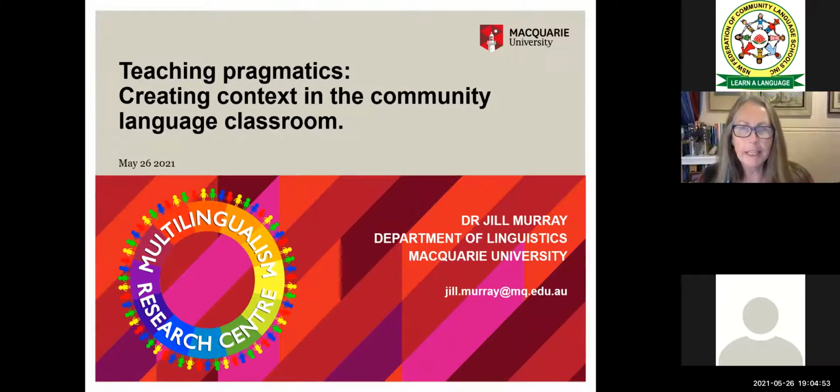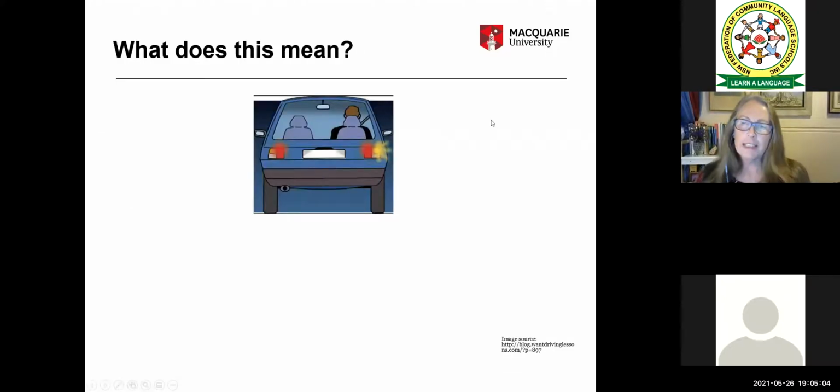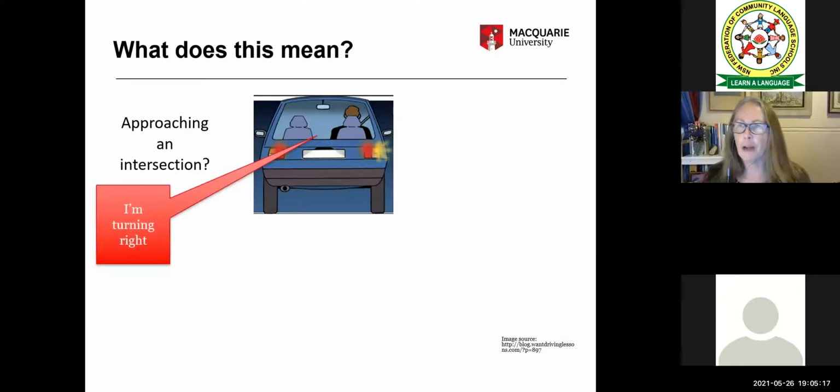Now, why context? Well, context helps us to understand meaning. And I'm going to give you a little example of this from real life before we get into the language-based ones. What does this mean? Well, when somebody puts on their right-hand indicator, generally your mind will go to the fact that if you're approaching an intersection, probably what they mean by that is that they're turning right. In fact, you probably thought when you saw it, right-hand indicator means in Australia that the person is turning right.